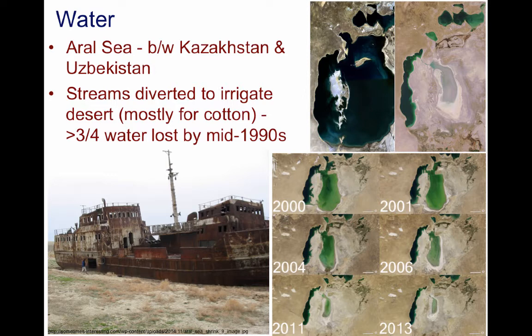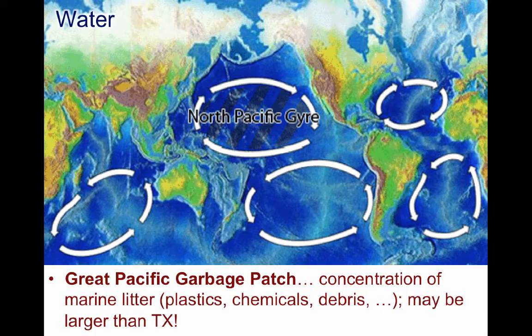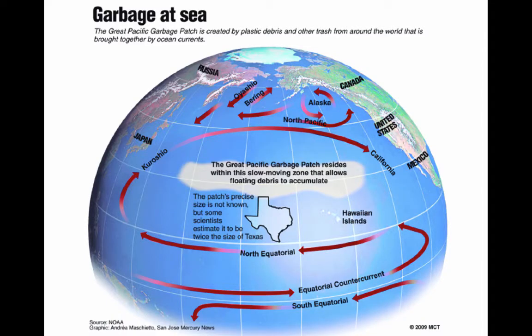By 2014, it was revealed that the eastern basin of the Aral Sea had completely dried up, and is now called the Aralkum Desert. Another interesting story deals with the Great Pacific Garbage Patch, which is a gyre of marine debris in the central North Pacific Ocean, which extends over an indeterminate area, with estimates ranging very widely, with some suggesting it may be as large as the size of Texas. The patch is characterized by exceptionally high concentrations of plastics, chemical sludge, and other debris that have been trapped by the currents of the North Pacific Gyre.